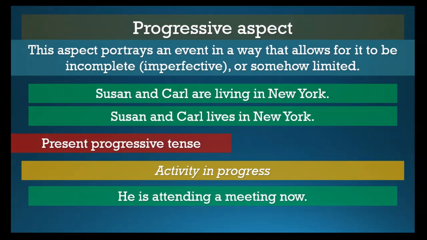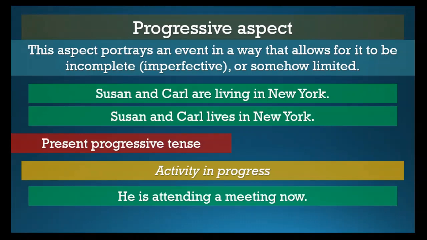All right, let's look at these two sentences. Here we have "Susan and Carl are living in New York" and "Susan and Carl live in New York." The meaning conveyed by the first sentence, which is in progressive form, is that Susan and Carl are temporarily living in New York, whereas the second one tells us that this New York residence is a matter of permanent residence. Again, everything in progressive boils down to temporariness, for the action or event may change.